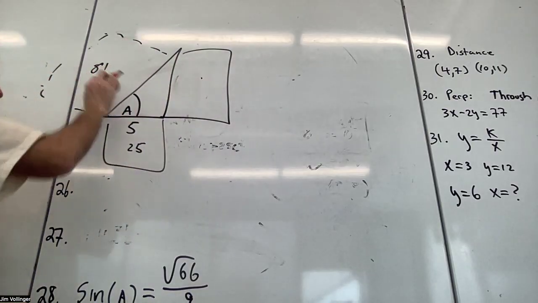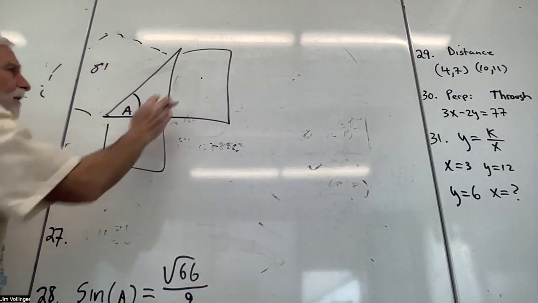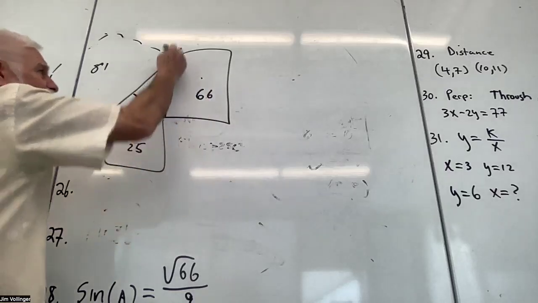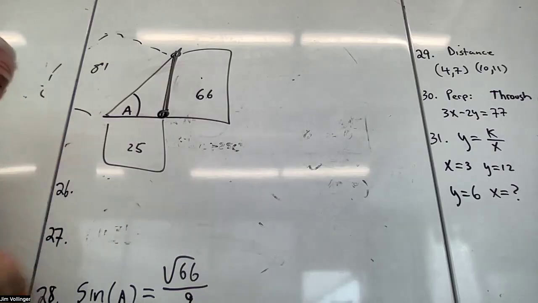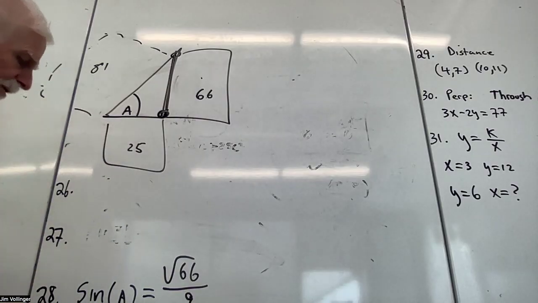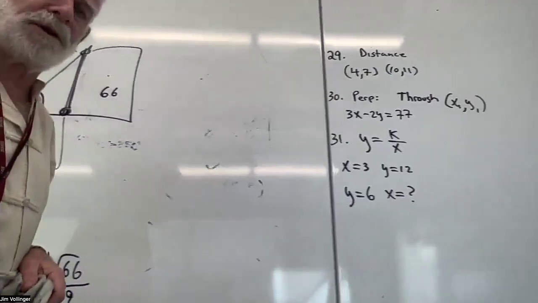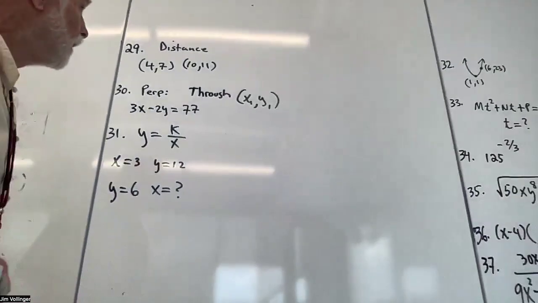This area is 81. This area is 25. This has to be 66. By definition, that is a square root, a side of a square. Pythagorean theorem. Why it's attributed to Pythagoras, I don't know. It showed up in history a lot earlier than the Greeks.